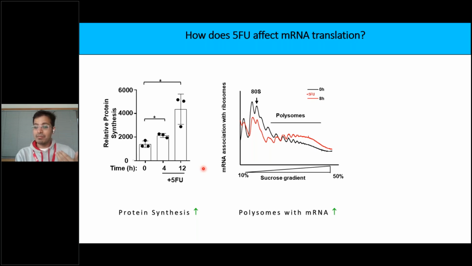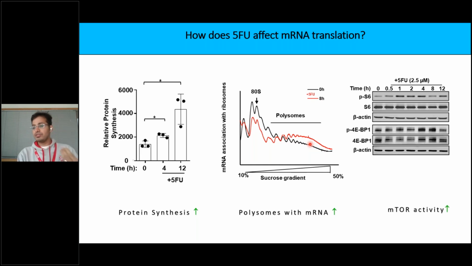We wanted to see what happens to the mRNA-associated ribosomes. So we did a simple polysome profiling assay. I hope you are familiar with that. We isolate the ribosomes and run them on a sucrose gradient. Based on the concentration of sucrose, we can get the ribosomal subunits, the monosomes, and the polysomal peak. This shows the mRNA association with the ribosome, and more association of mRNA with the polysome suggests more translation is happening. The protein synthesis data correlates with the polysome profiling data, as you can see a huge bulk after 8 hours of 5-FU treatment.